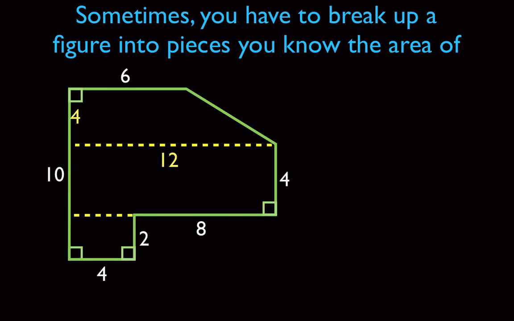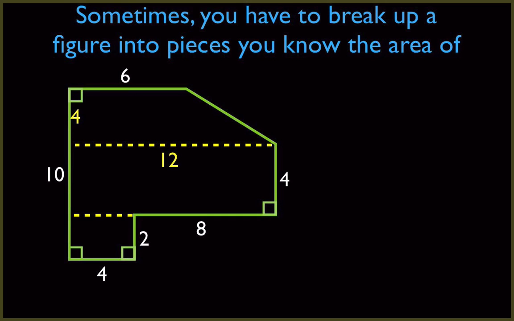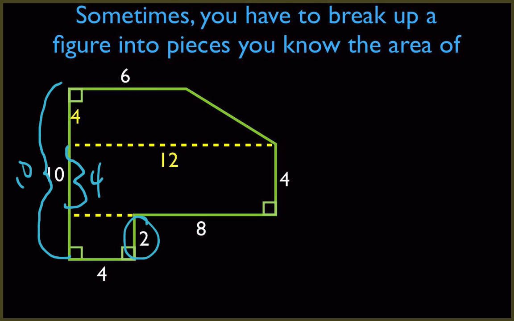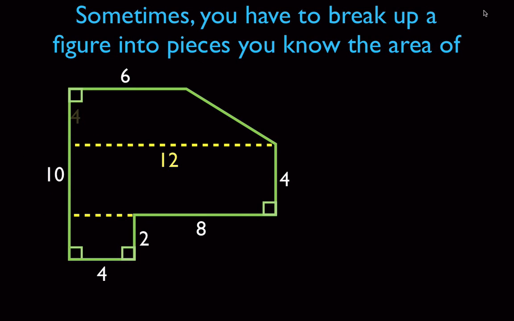Secondly, I needed to know the height of it. And I figured out that was 4 because this portion right here, the whole thing is 10. This I know to be 4. And then obviously this is 2. So in order for them to add up to equal 10, this one here has to be 4.